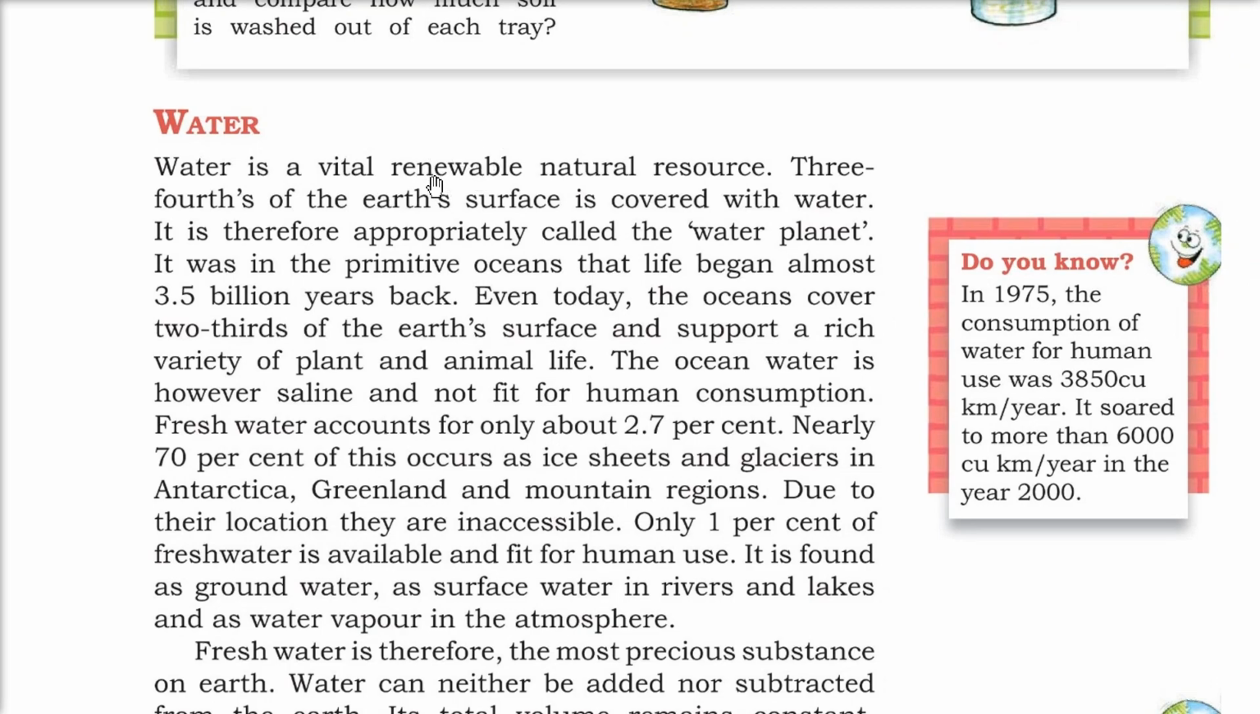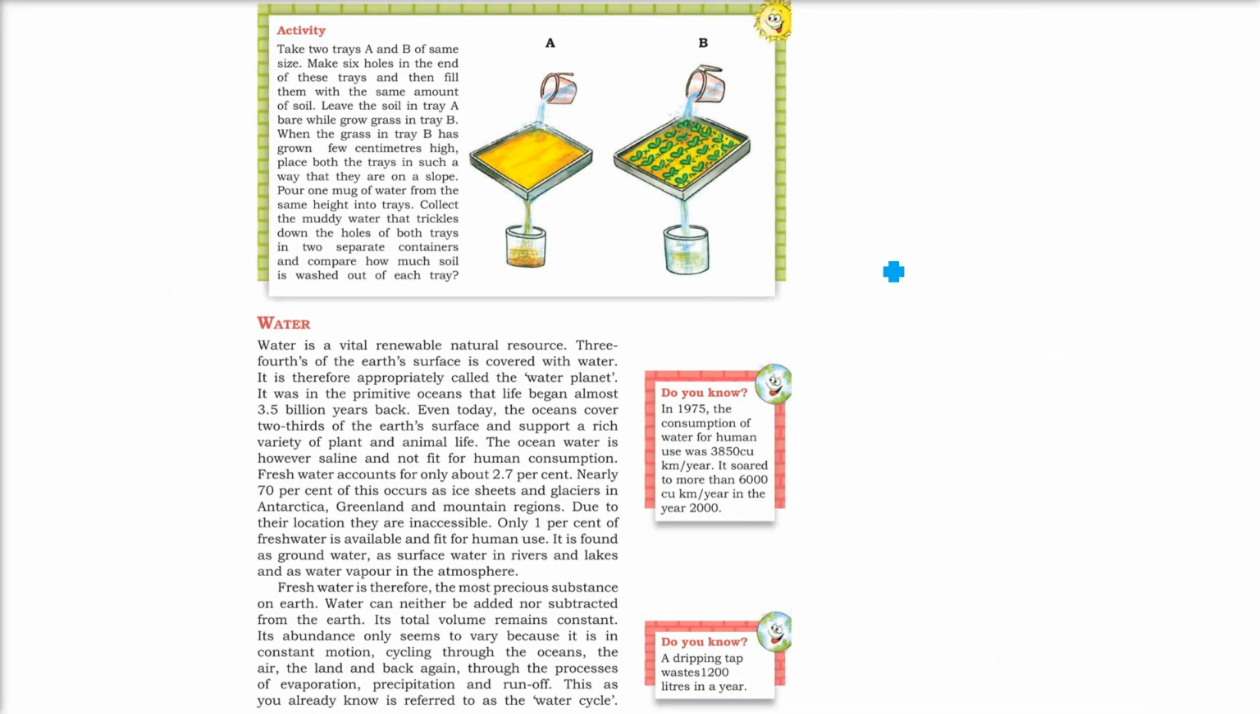Though it is renewable, that means it is not going to go away. But there are certain things we need to understand. First of all, if you take a globe like this, 3/4 of the Earth's surface is covered with water. That is why this is a blue planet. If we see it from far away, it will be a water planet or blue planet because 3/4 is water.